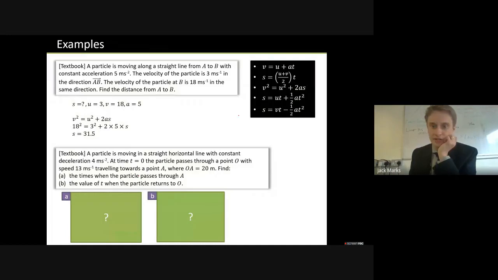Okay, a couple of questions now, and we've got our 5 SUVAT equations. So there are no more, you'll be happy to hear. We're going to use these to solve things. So a particle is moving along a straight line from A to B with constant acceleration 5 meters per second squared. a equals 5. The velocity of the particle is 3 meters per second in the direction of AB.